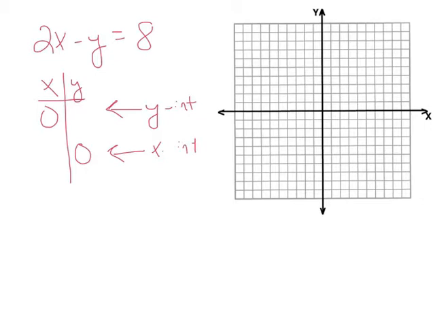So when we plug in 0 for x right here, we end up with y equals negative 8. And then when we plug in 0 for y right here, we end up with x equals 4. So the point 0, negative 8 is here, our y-intercept, and the point 4, 0 is here, our x-intercept. I missed those points entirely with my line, but you know what I mean.